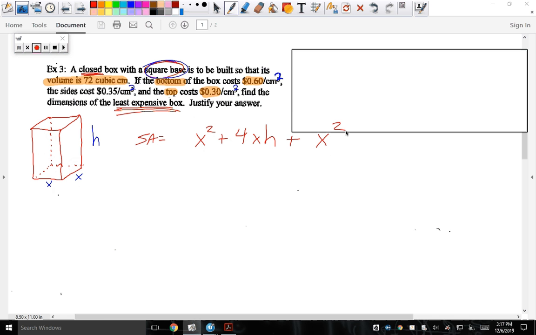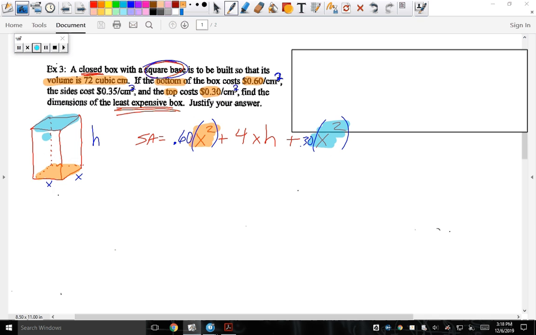Here we go. I'm going to color coordinate it so you can see it. Let's say the bottom is here. And let's say that the top is here. Now I'm about to change this surface area formula into a cost function. The first thing that I'm going to do is, what's the price for the bottom? 60. So I'm going to multiply this by 0.6, 60 cents. And then I'm going to go to the top and do this by 0.30.